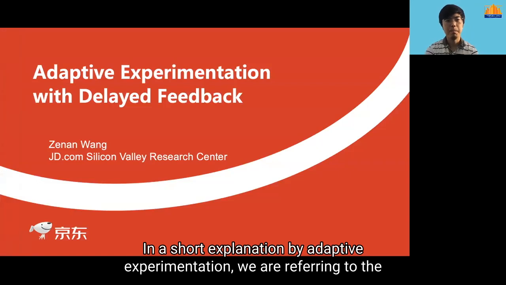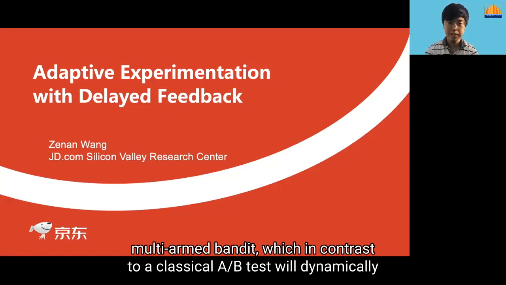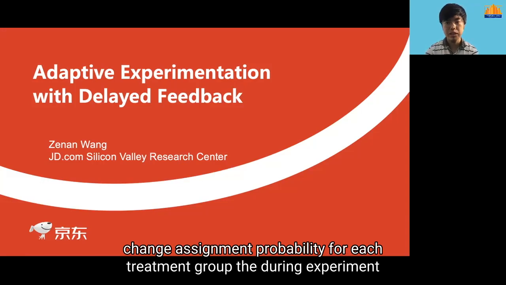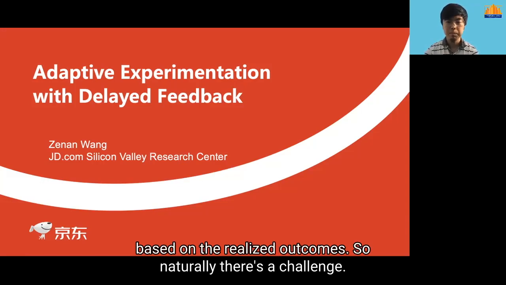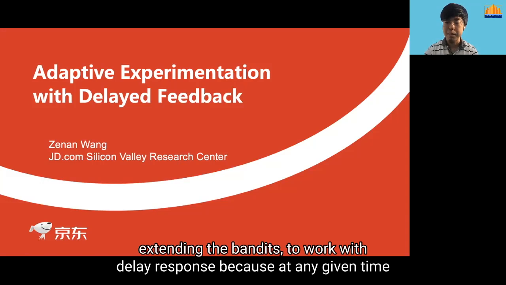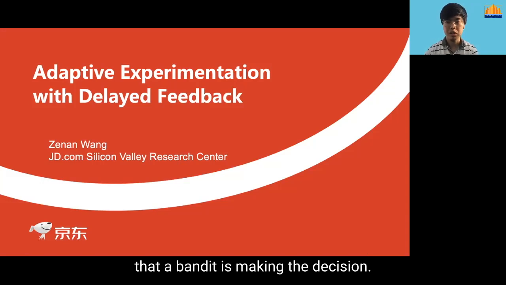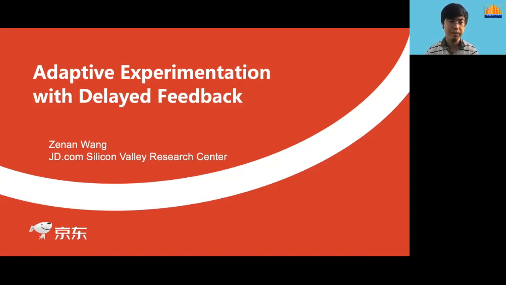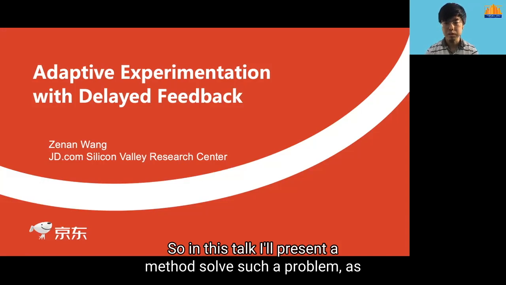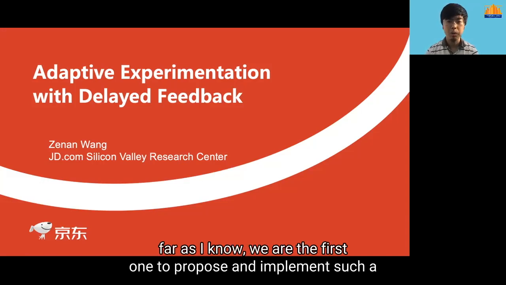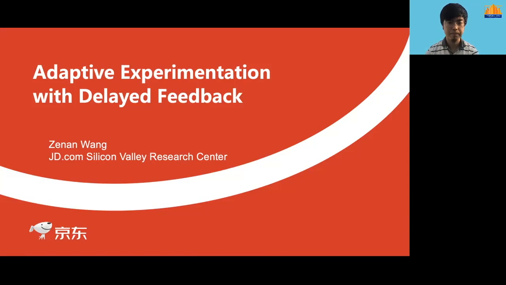In short, by adaptive experimentation, we're referring to multi-arm bandits, which, in contrast to a classical A/B test, will dynamically change the allocation probability to each treatment group during the experiment based on the realized outcome. Naturally, there's a challenge extending the bandit to work with delayed response, because at any given time that the bandit is making a decision, some feedback may not be realized yet. In this talk, I'll present a method to solve such a problem. As far as I know, we are the first to propose and implement such a practical solution for this problem.